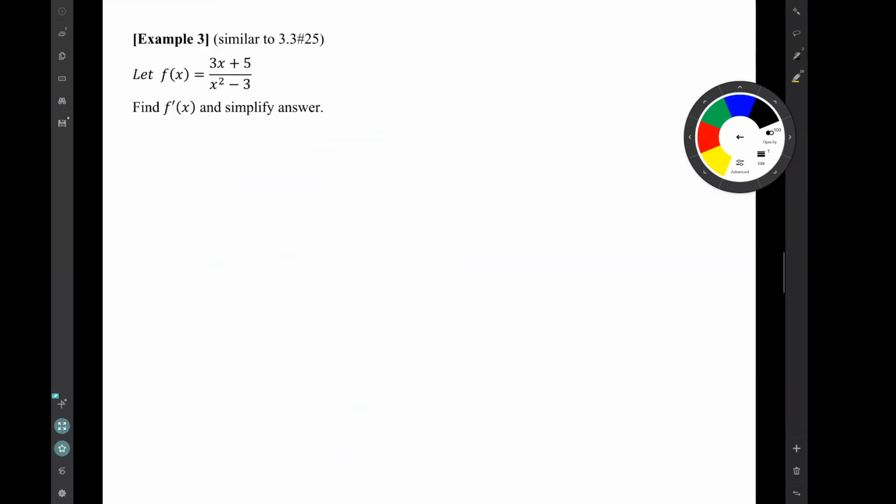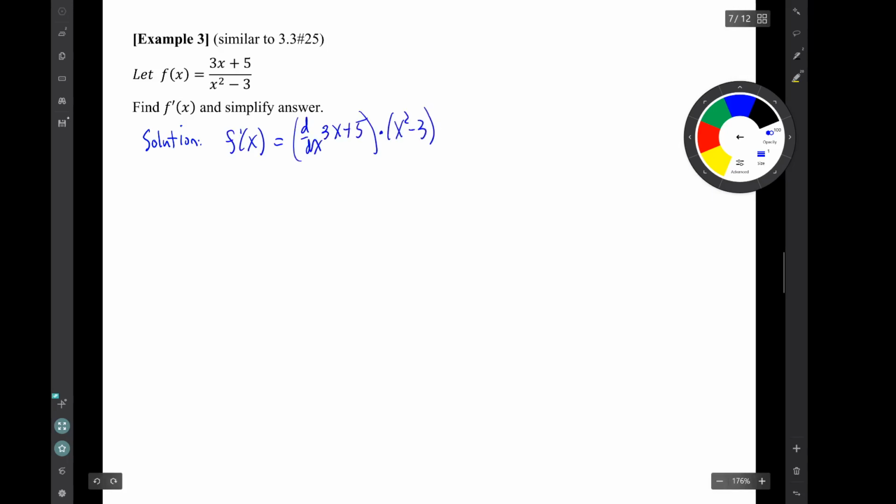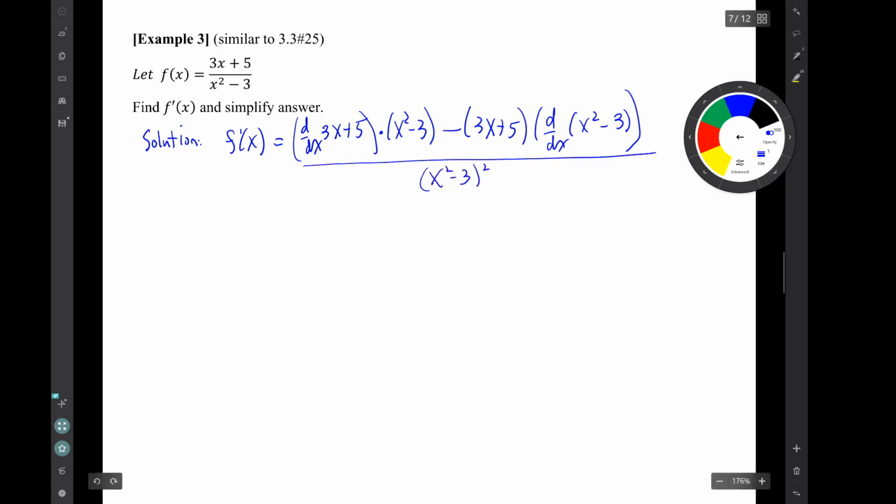Okay, example 3, this is similar to 3.3, number 25. F of x is this quotient. Find f prime. Remember our form. We take the derivative of the top times the bottom minus the top times the derivative of the bottom divided by bottom squared. Now we go to the next line to actually do these derivatives.